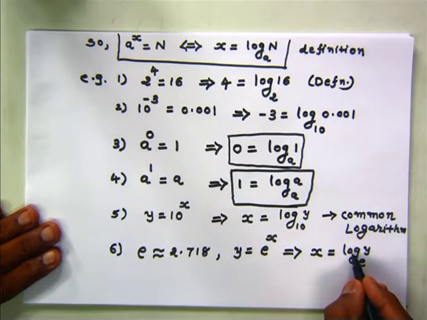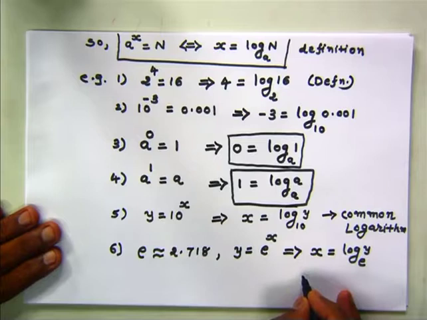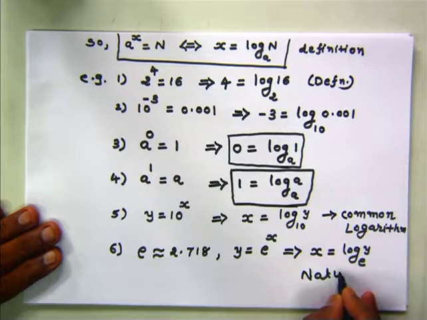Any logarithm whose base is the number e is termed a natural logarithm.